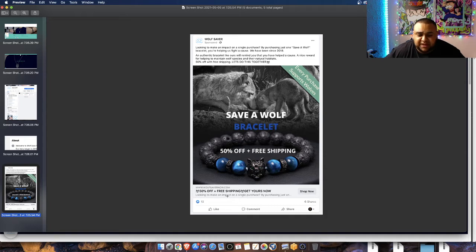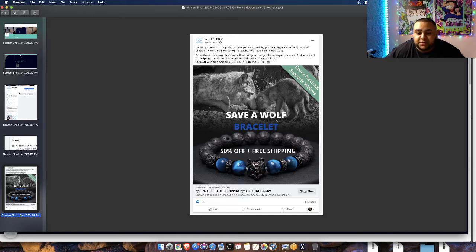And then it says, looking to make an impact on a single purchase by purchasing, and then all this text right here is cut off. A little tip, guys, to boost your conversion rates on ads is the text that you have right here under the headline, okay? The subheading text. I mean, it needs to be less than, basically this should never happen. The text should never be cut off, okay? These are just some general rules of thumb.